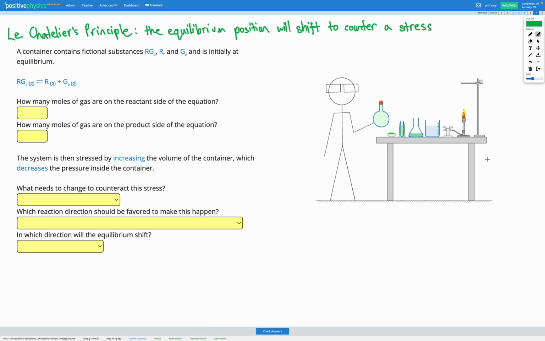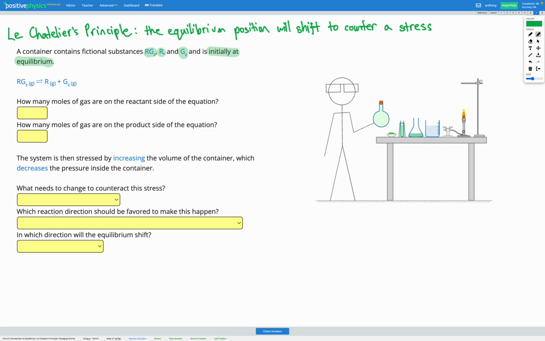In this skill, we're again using Le Chatelier's principle, which tells us that for a system that's initially at equilibrium, if there's a stress that happens, the equilibrium position will shift to counter that stress. So in this particular question, we have a container with fictional substances Rg2, R, and G2, which is initially at equilibrium. That's good because that means we can use Le Chatelier's principle.